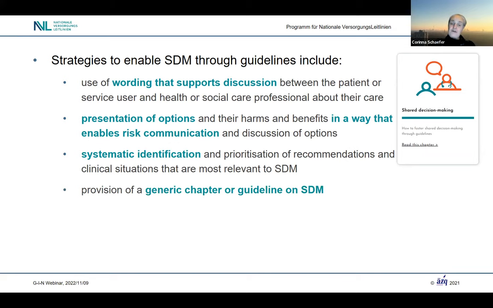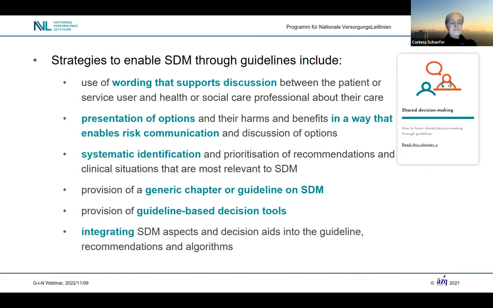You could provide a generic chapter or guideline on shared decision making to highlight its importance. I'll give an example for this as well. And you can provide guideline-based decision tools, which has been mentioned already by some of the participants in their introduction. So offering guideline-based decision aids or short tools for supporting decision making. And the most important one, I think, is integrating aspects of shared decision making and decision aids into the guideline, into the recommendations and algorithms. So these are the most important strategies that we have identified. And I'll give you some short examples of what we exactly mean by that.